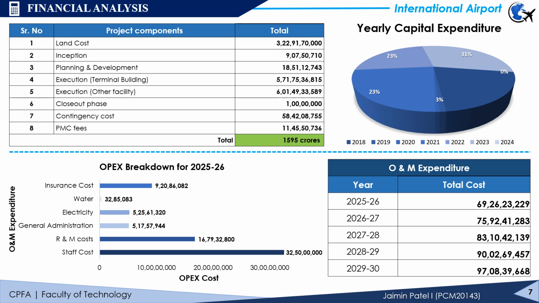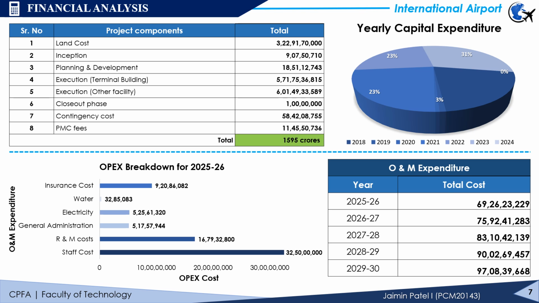Next is the financial analysis for our project. We have done the financial analysis for the terminal building as well as the other airport facilities. For our finance, we have prepared the capital expenditure for our project, which is from the year 2018 to 2024. In 2018, we have the land cost. Then in the inception phase, we have considered the feasibility and EIA report charges and legal approval cost. Then in the planning and development phase, we have considered the design consultant fees, and in the execution phase, we have considered the construction cost of the terminal building and other facilities for 3 years. The highest expense is in 2023, at 31%, for the execution phase.